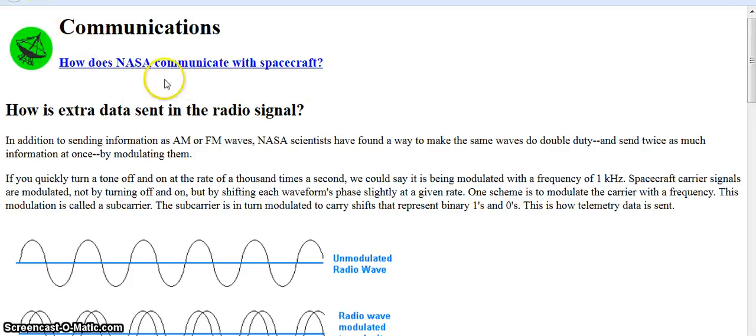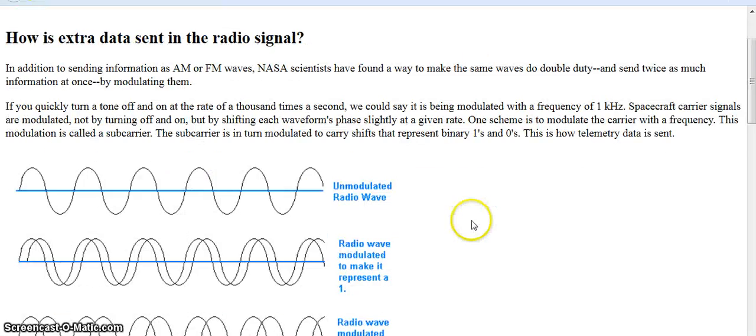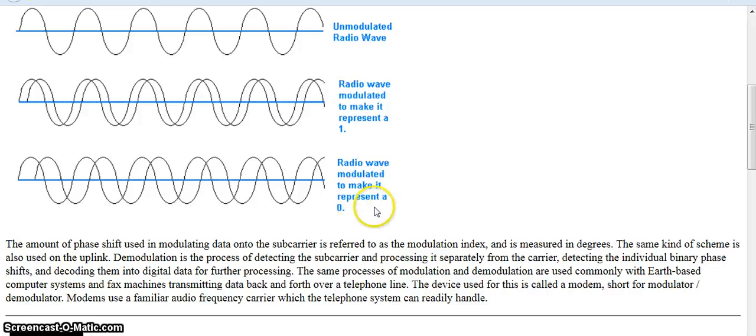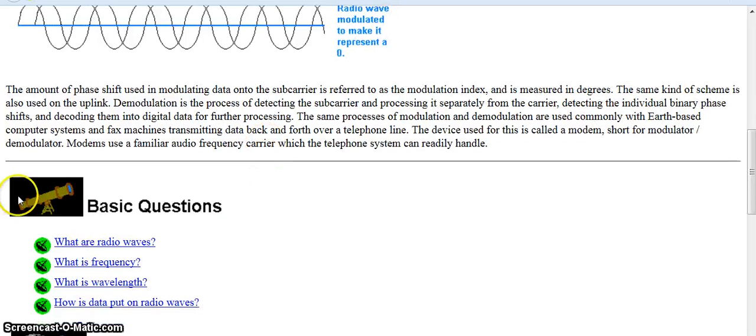How does NASA communicate with spacecraft? Okay, so we're sending a signal down, and then how is extra data sent in the radio signal? In addition to sending information such as AM or FM waves, NASA scientists have found a way to make the same waves do double duty and send twice as much information at once by modulating them. And then here they tell you how they modulate it and that they send information into the subcarrier, which is referred to as the modulation index. And then there's a whole bunch of different things you can click on here and find out more information if you want. All the links are below.